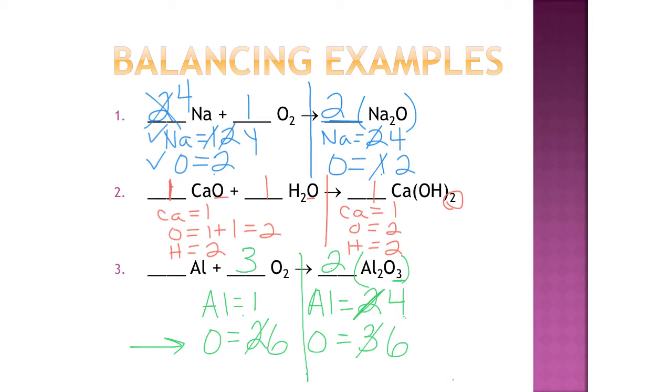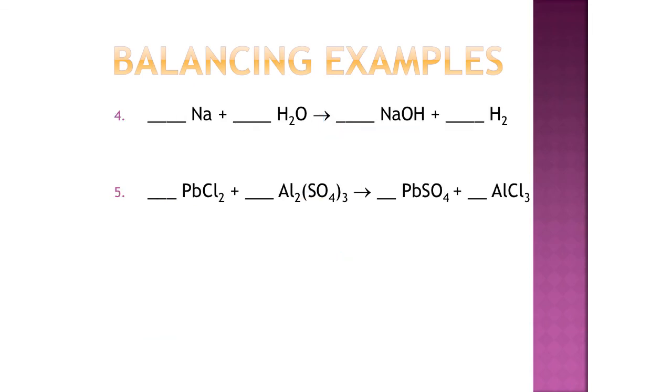So oxygen is all set, and in order to fix my aluminum, I have 1, I need 4, so I go to the side that I have less, and I put a coefficient in front. I'm just going to put a 4 out in front, and then everything is all good. So 4 aluminums react with 3 O2s to make 2 Al2O3.